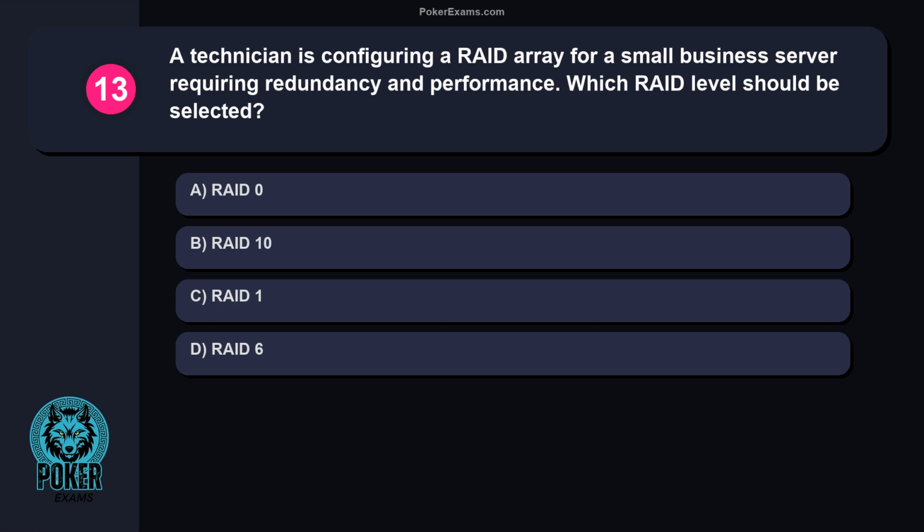Question 13. A technician is configuring a RAID array for a small business server requiring redundancy and performance. Which RAID level should be selected? RAID 0, RAID 10, RAID 1, RAID 6.